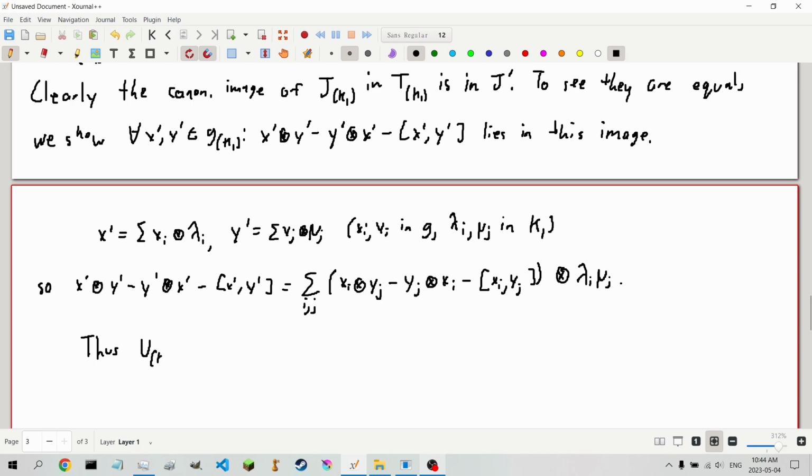And this proves our assertion, and we see that the extension U of K1, which is T over J, K1, is canonically identified with the extension of T over J prime.